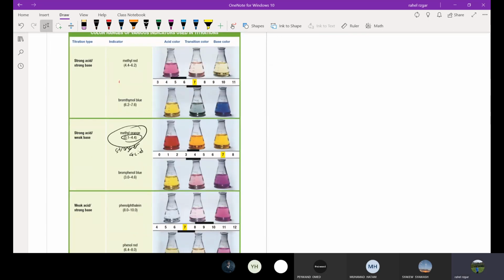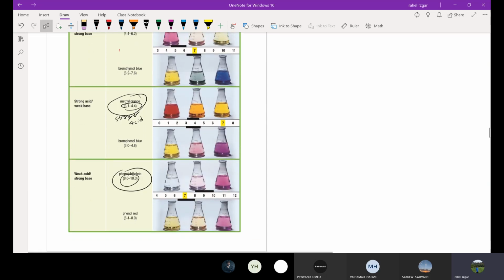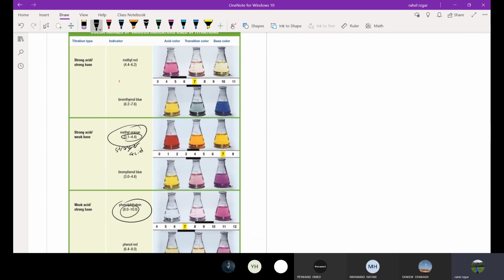They are all acids, but some of them are stronger, some of them are weaker. For example, phenolphthalein changes color between 8 and 10. That's why phenolphthalein is the weakest among these 6.